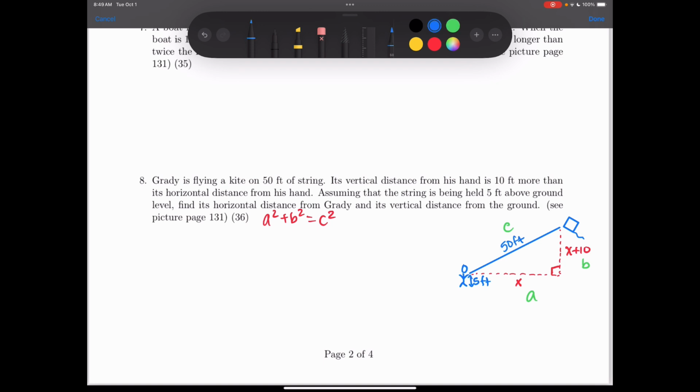So I'm going to have x squared plus, in parentheses, x plus 10, because that goes as a unit and that's being squared, equals 50 squared. So I've got x squared plus, this is a special type, so this is going to factor into x squared plus 20x plus 100 equals 2,500.